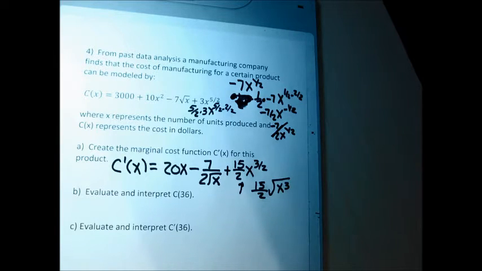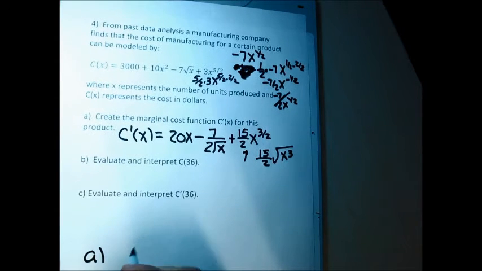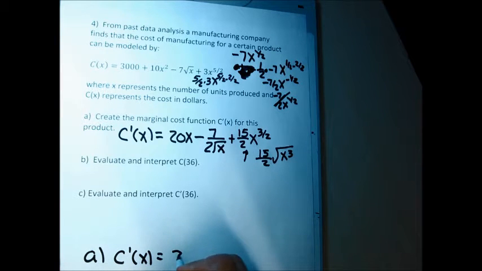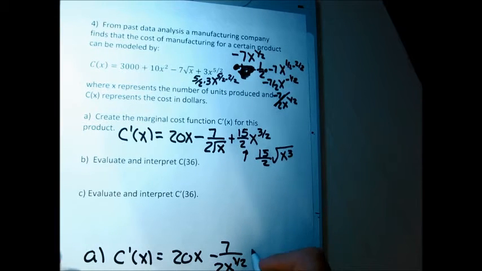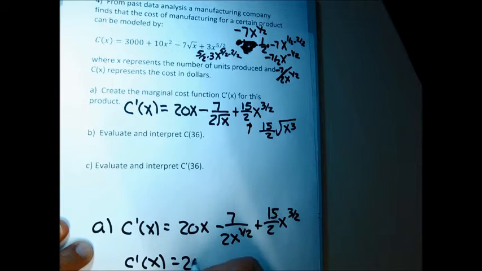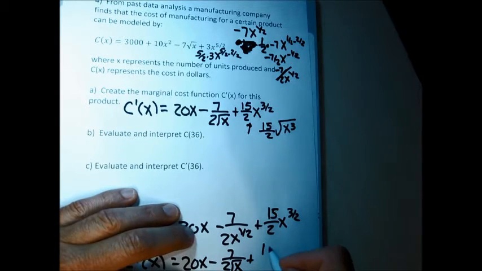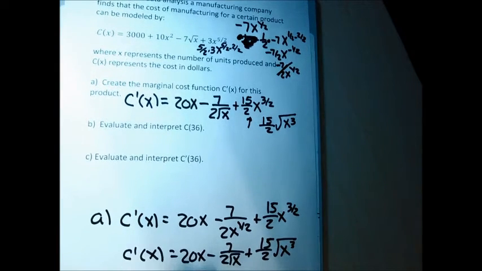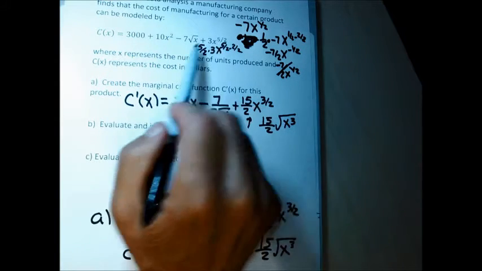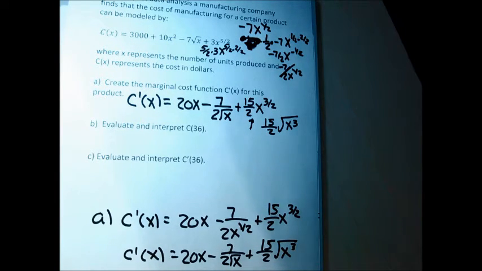I have kind of two versions of the derivative. So for part A, I could either write c prime of x equals 20x minus 7 over 2x to the 1/2 plus 15/2 x to the 3/2. Or I can do c prime of x equals 20x minus 7 over 2 square root of x plus 15/2 times the square root of x cubed. Those are both correct derivatives. I should probably be consistent, as this is weird to have a square root and then a fraction exponent. Either have fraction exponents or have radical symbols, but both seems kind of odd. So I'm done with part A.